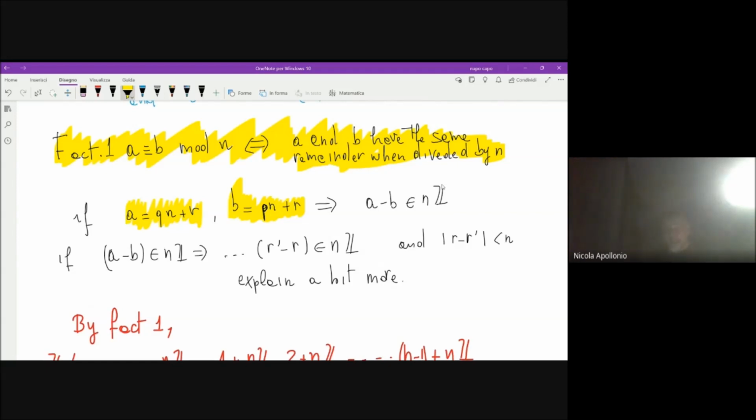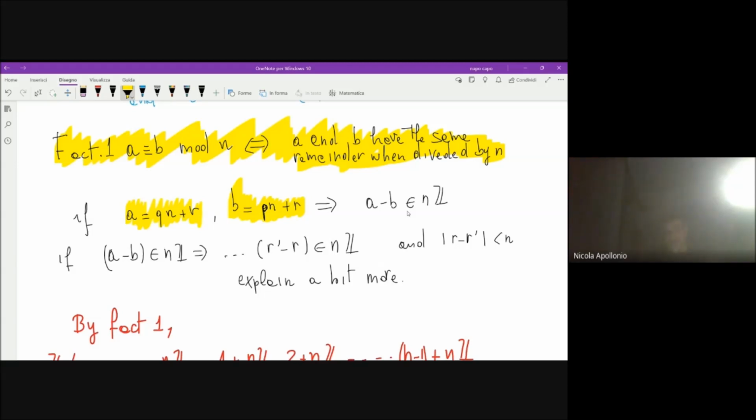Therefore, it is true that if A and B give the same remainder when divided by n, they are congruent to each other modulo n. Trivial. The converse statement is not so trivial, however, it's not difficult.